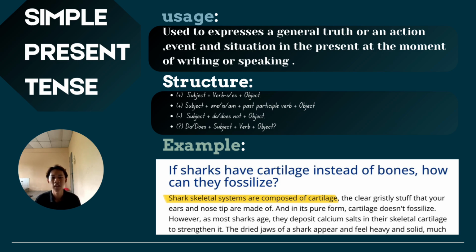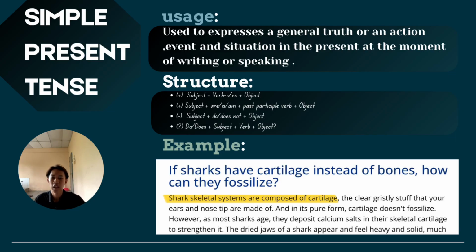To express something in a positive way, we use subject plus verb with s or es at the end plus object. There is another form of positive. We use subject plus are, is, am plus past participle verb plus object. And to express it in a negative way, we use subject plus do or does not plus object. And to question something, we use do or does plus subject plus verb plus object.